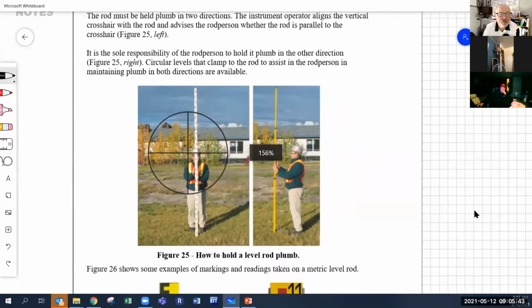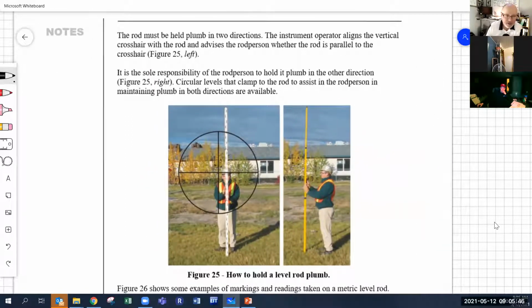So as you can see, the rod should be held plumb in two directions, vertically and horizontally. You want this level and you want this level in between here, okay? Sometimes they have a little circular level that clamps right to the rod so you can hold it level. Other times you're going to want to use your torpedo level and put it against the rod. So your little 6-inch torpedo level, you will level it up against the rod, and then you know if you are holding it level.